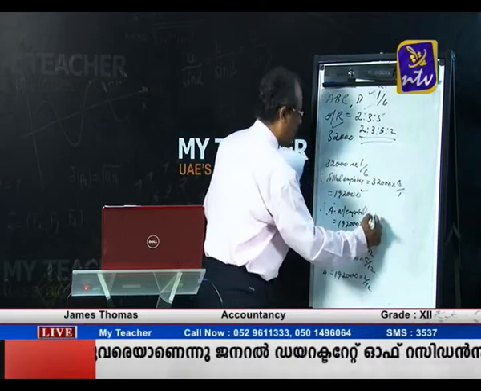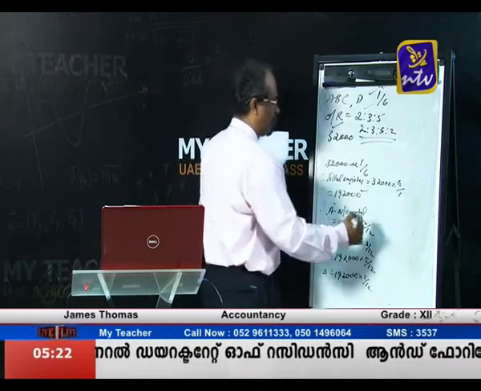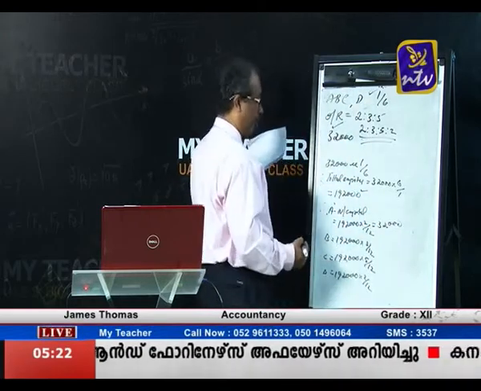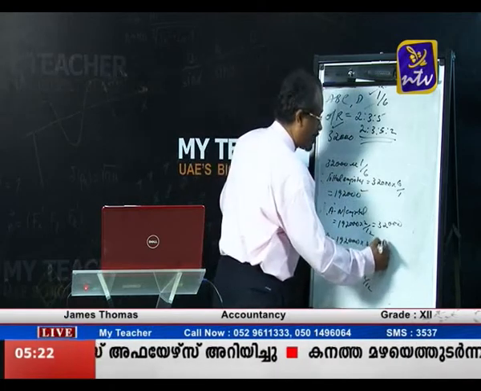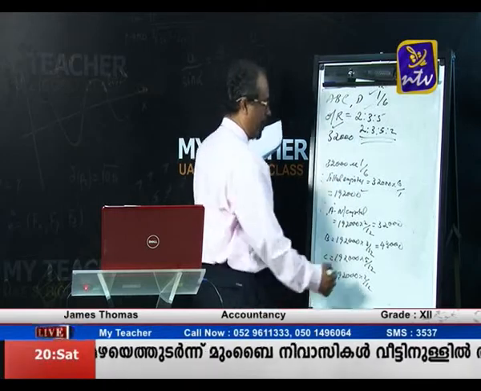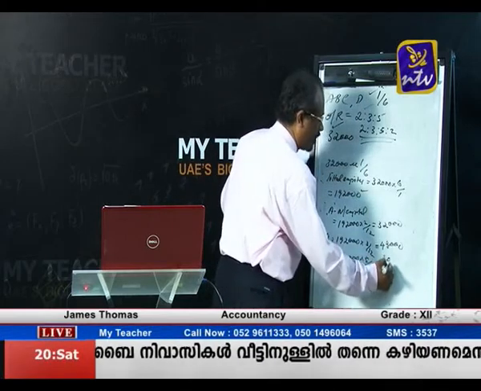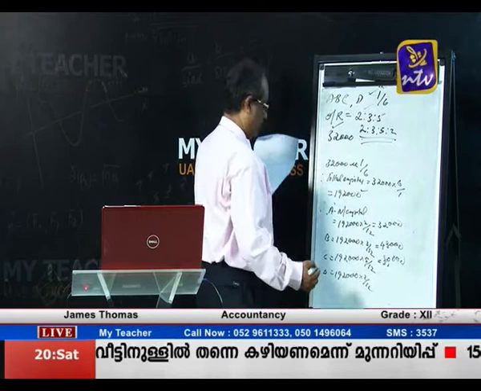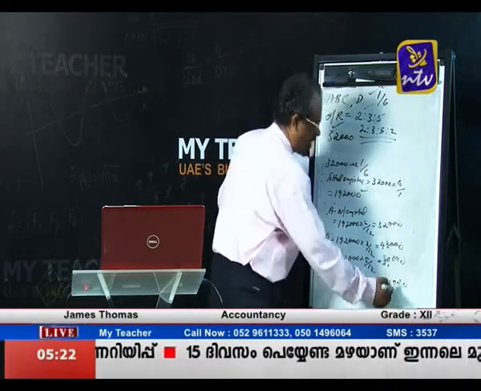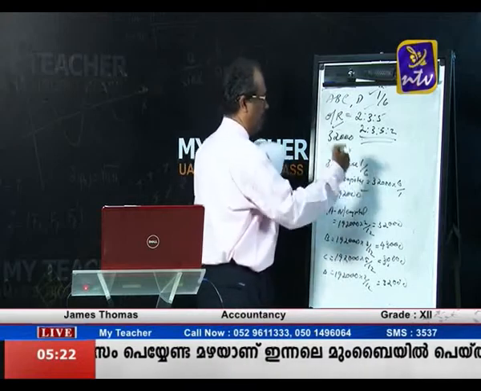So the answer for 2 by 12 is 32,000, and 1,92,000 into 3 by 12 is 48,000, and 1,92,000 into 5 by 12 is 80,000. The last one is 32,000, because when we get 32,000, that means our calculation is correct.